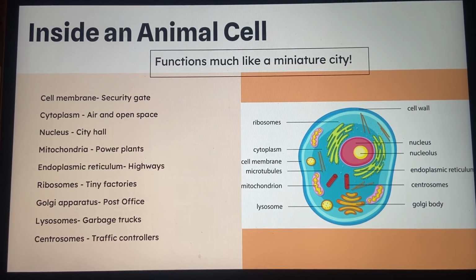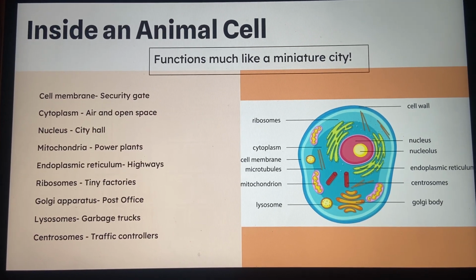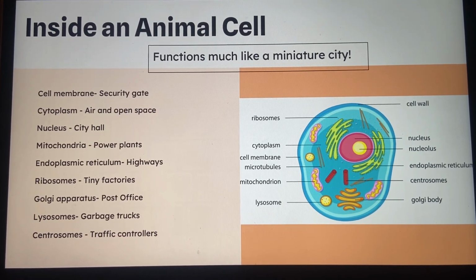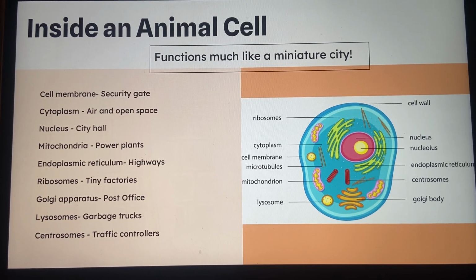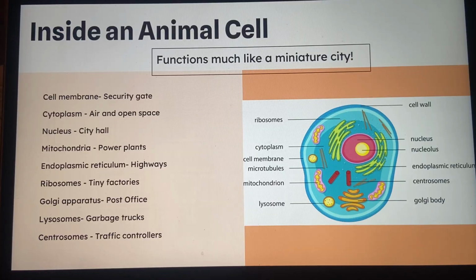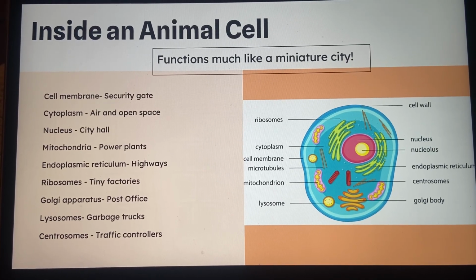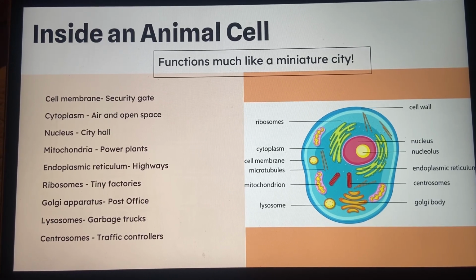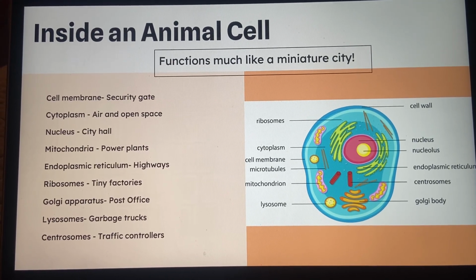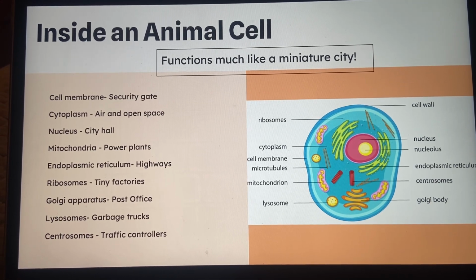The mitochondria is what powers the cell, gives it all the energy. The endoplasmic reticulum are the highways, the pathways. The ribosomes are the tiny factories. The Golgi apparatus is the post office and delivery system. Lysosomes work as taking out the disposal, the garbage, like a garbage truck. And the centrosomes are sort of traffic controllers.